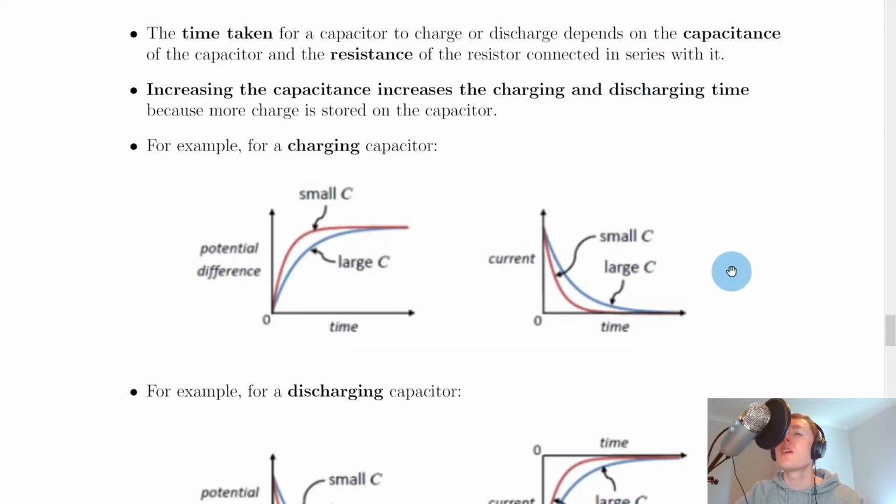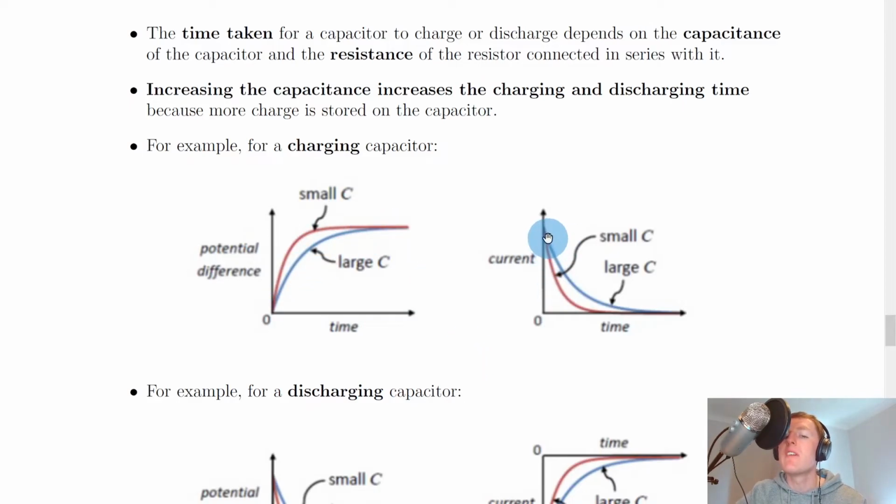So here are two graphs for the charging capacitor case, where we've got potential difference against time and current against time. Remember, for the charging capacitor case, potential difference will increase over time and current will decrease over time. But let's say we have a small capacitance for the capacitor to begin with, then notice how its potential difference is going to reach its maximum value in a shorter time. Whereas if we use a larger capacitance, it's going to take a longer time to reach its maximum potential difference.